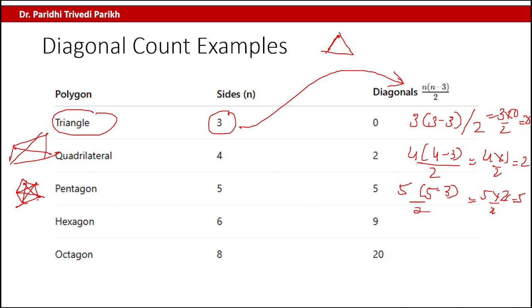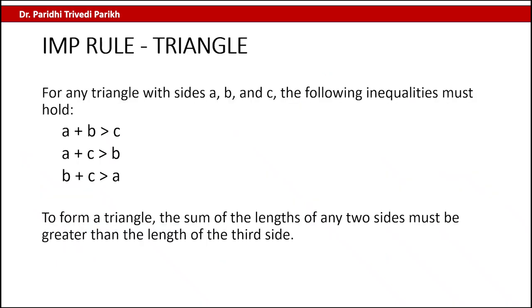Try it out yourself. Calculate with the help of the formula n into n minus 3 by 2 for hexagon and octagon both. And check whether you get 9 and 20 or not. If you get 9 and 20, tell me in the comment section that you understood how to find the diagonal count in any polygon. Write diagonal in the comment section if you understood how to find the number of diagonals in any polygon.